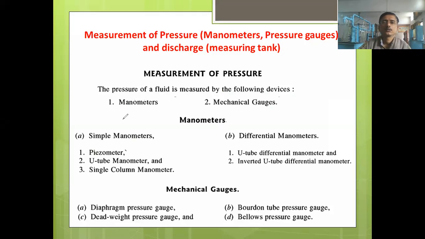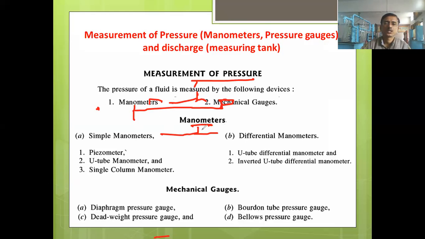There are different pressure measurement devices, which can be classified into categories that we have learned in the theory. One is the manometers and second one is the mechanical gauges, right? So manometers again have the classification as simple manometers and differential manometers. All these questions may be asked in your oral examination. Like what are the various pressure measuring devices, what are the two main types of devices, what is the difference between manometers and mechanical gauges, and what are the main types of manometers.